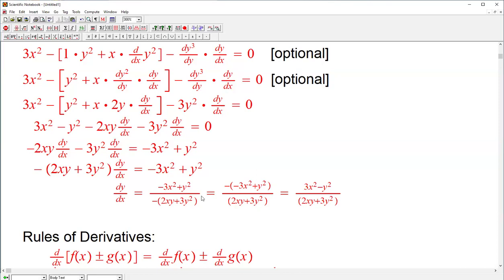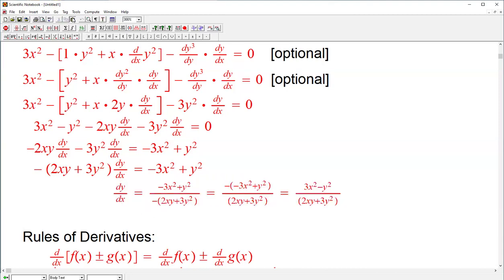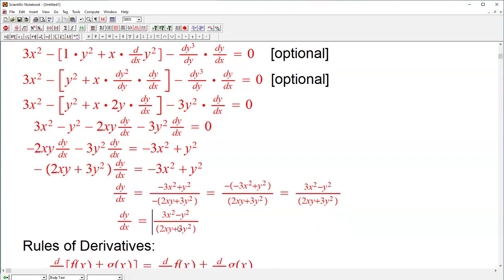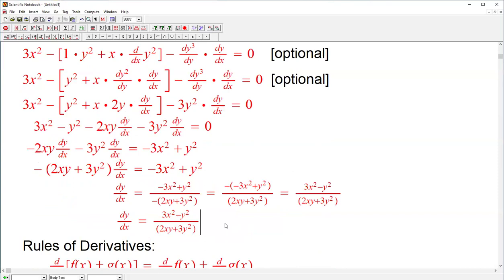The final answer will be... you may like to write the final answer right here. So that's how we have done the implicit differentiation. Okay, so let me do another example.